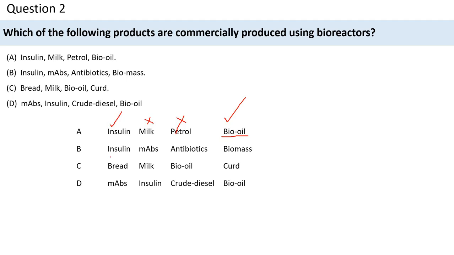Coming back to option B, insulin, as we already mentioned, yes, insulin is being commercially produced using bioreactors. MABs, these are nothing but monoclonal antibodies. Monoclonal antibodies can be categorized under biosimilars, and they are being produced using both mammalian cells as well as microbial cells at a bioreactor level in many industries, because these are therapeutic products which have very high commercial importance, and these are mainly for therapeutic purpose.